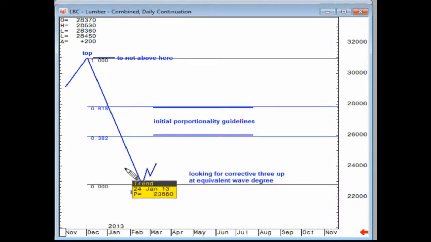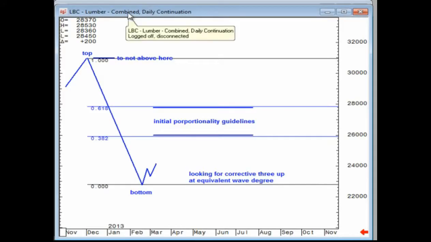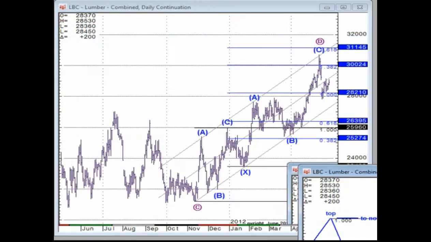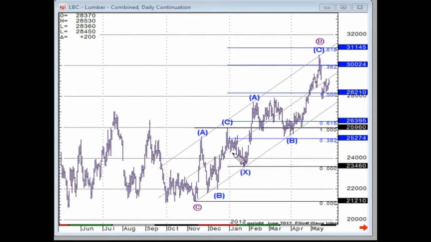Didn't retrace percentage-wise all that much. That probably, it doesn't look right. But you have your 3 up. So you're thinking wave X, a double 3. So you have your wave X. Now you need a second 3 up. A. 3 down for B. Now you're looking for C up in 5 waves. 1, 2, 3, 4, 5.